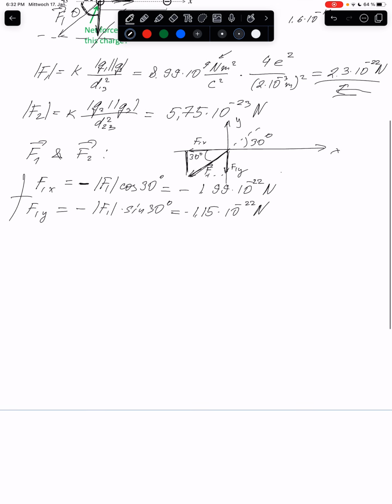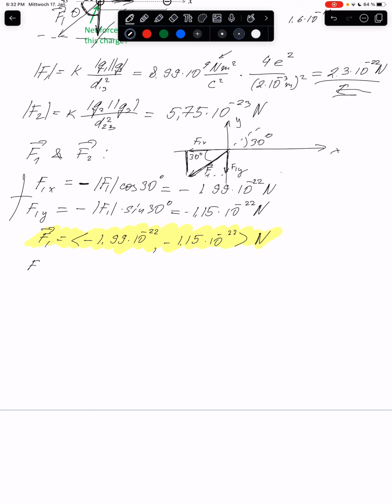So actually, let's write it as a vector. F1 is minus 1.99 times 10 to the negative 22, comma, and the y component is minus 1.15 times 10 to the negative 22. And these are all newtons. Perfect. We will highlight this result because we're going to use it in the future. And continue with calculations for the vector F2.